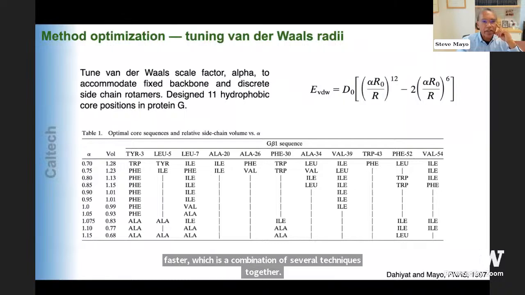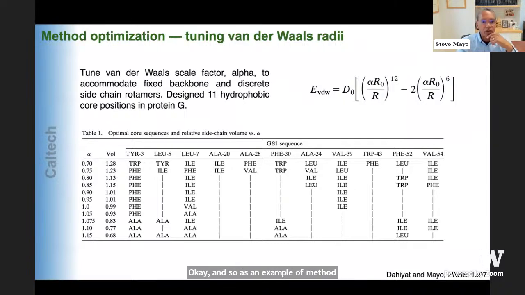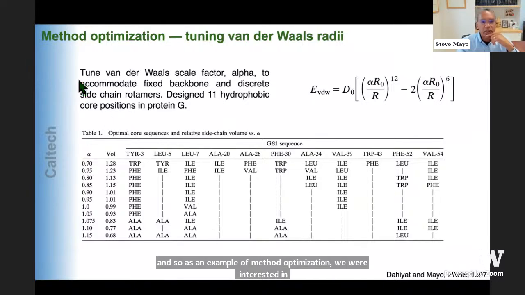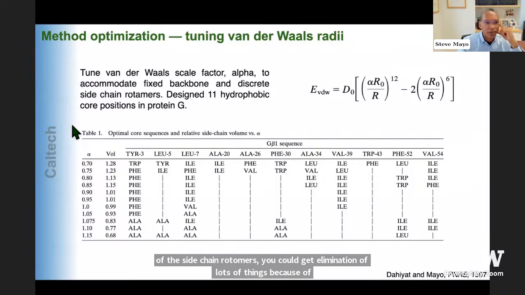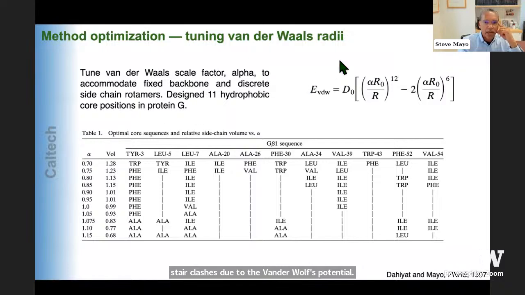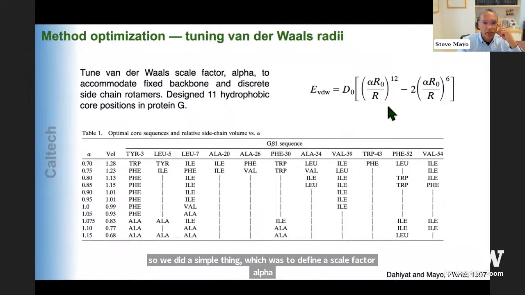Okay, and so as an example of method optimization, we were interested in tuning the van der Waals potential in order to accommodate the fixed protein backbone and discrete sidechain rotamers. And so one of the problems in the early design attempts was that because of the discretization of the sidechain rotamers, you could get elimination of lots of things because of steric clashes due to the van der Waals potential. And so we did a simple thing, which was to define a scale factor alpha on the van der Waals radii that we plugged into our Lennard-Jones 6-12 potential.